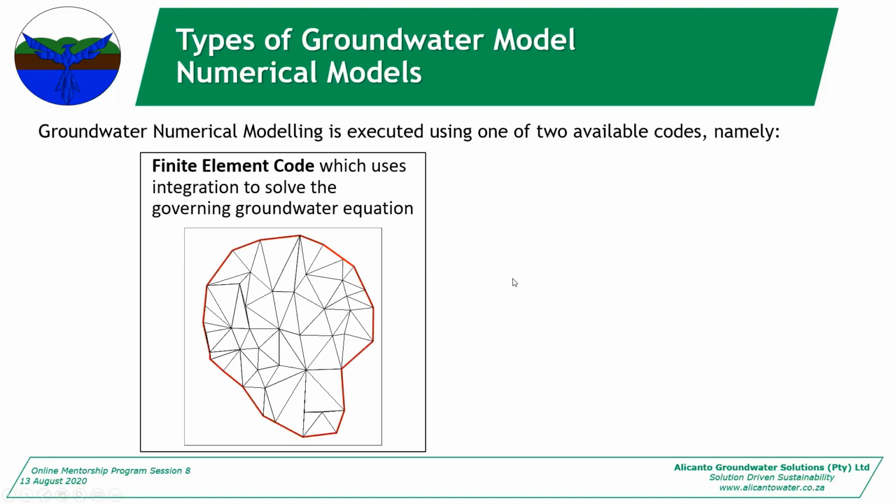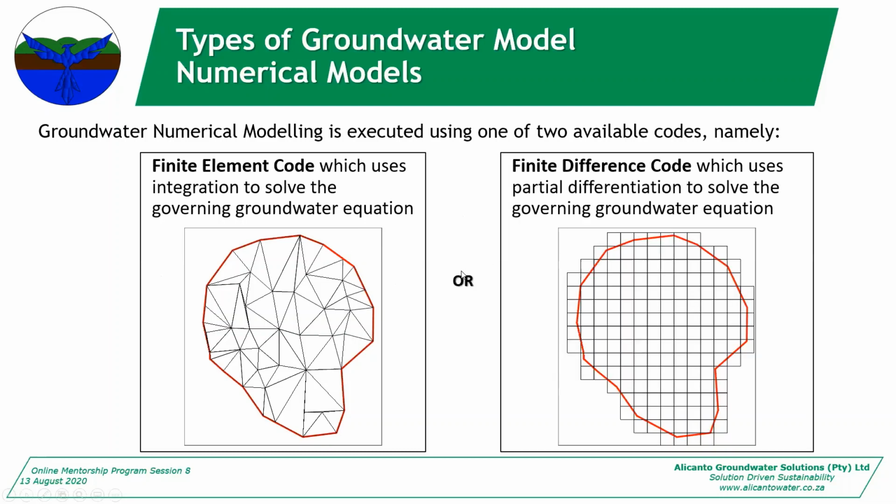The finite element code uses integration to solve the governing groundwater equation, and you have polygons for your cells. Or you get the finite difference code, which uses partial differentiation to solve the groundwater governing equation. I'm not going to go into the maths behind these codes, but the essential main difference is the shape of your grids.